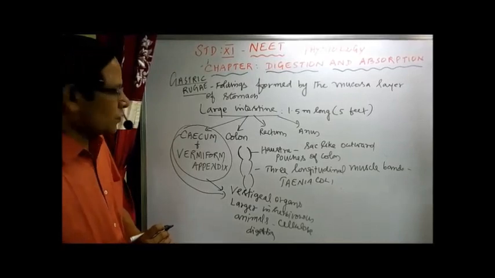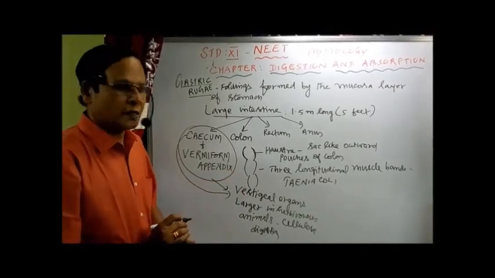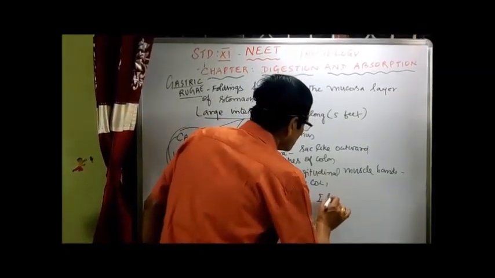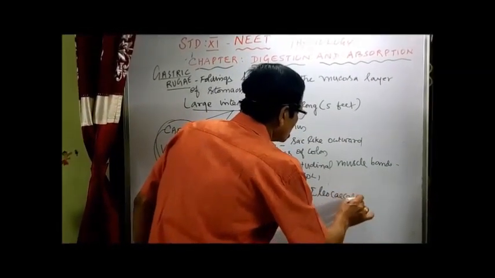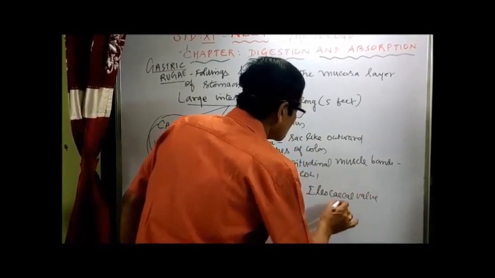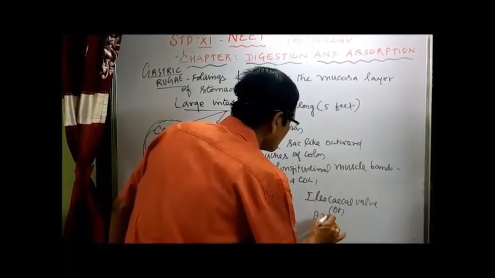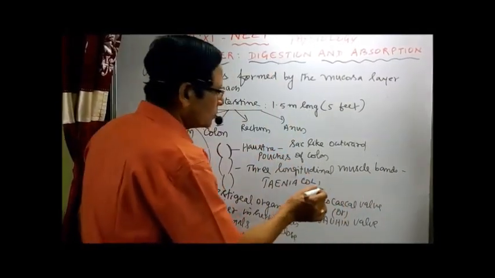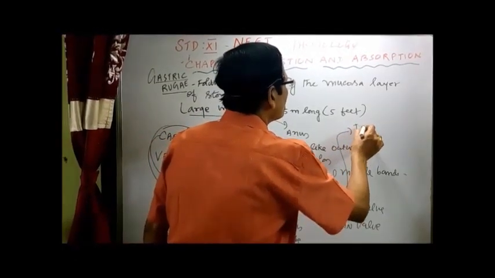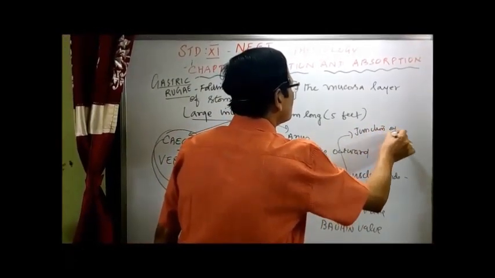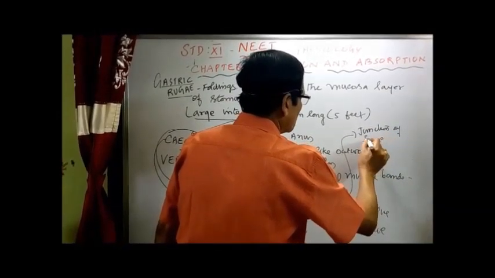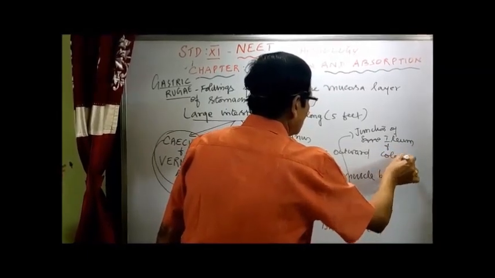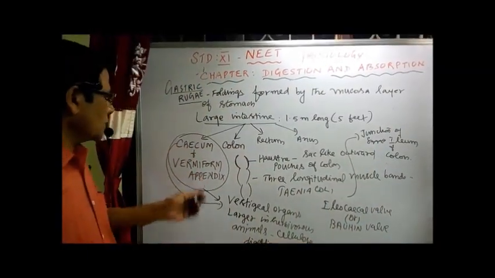Now at the junction of the colon and ileum, there is a valve called the ileocecal valve. This is also called the Bauhin valve. This is the valve present at the junction of the small intestine, that is the ileum, and the colon. That's about the large intestine.